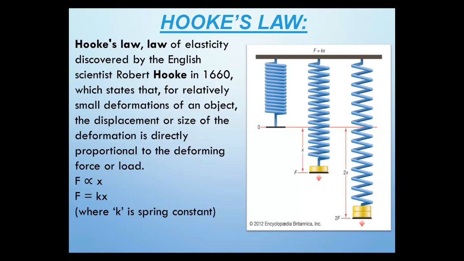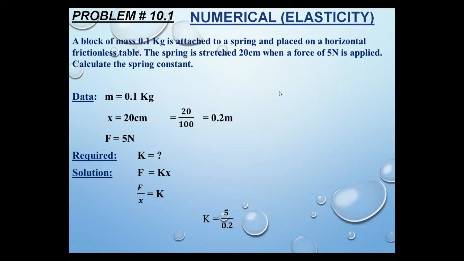So according to this, we will focus on the numerical, problem number 10.1 according to your book, a numerical related to elasticity. The question for this numerical is that a block of mass 0.1 kg is attached to a spring and placed on a horizontal frictionless table. The spring is stretched 20 centimeters when a force of 5 Newton is applied. Calculate the spring constant.